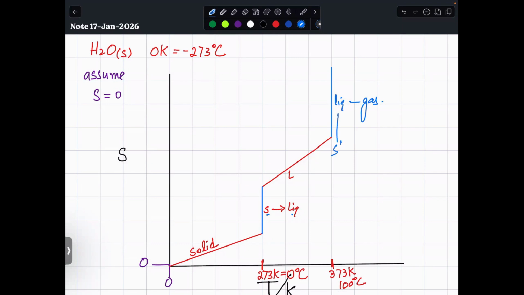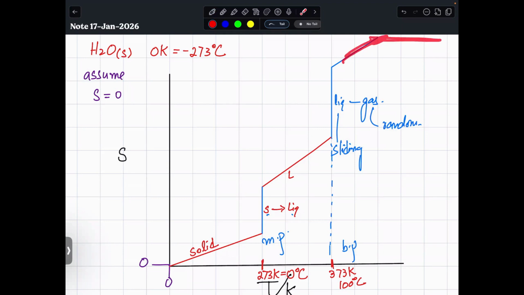From sliding movement to random. This is the boiling point. This is the melting point. And when it turns into gas, it's still increasing. Entropy is not going to stop. Most students have a misconception that when there is gas, a time will come when it will stop. Why would it stop? You are giving energy. If you are continuously providing energy, how can the disorder stop?